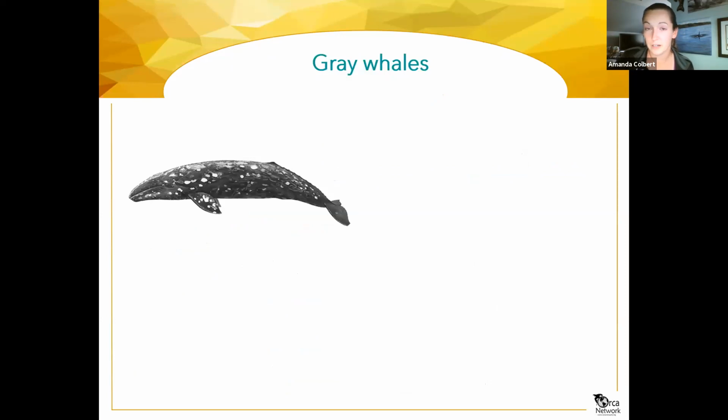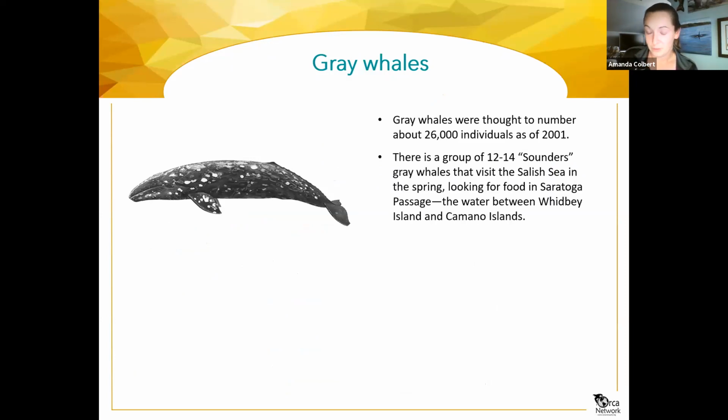And then our gray whales here. What's really cool about gray whales is around 2001 was the last time that an average was taken on how many they thought were in the entire population as a whole. There were believed to be about 26,000 individuals in the ocean. But there's a very special group of grays, between about 12 and 14 individuals that we call the sounders, and they visit the Salish Sea in the springtime. And what they're doing is they're looking for food here. They make this huge migration down to warm water to breed and have babies.